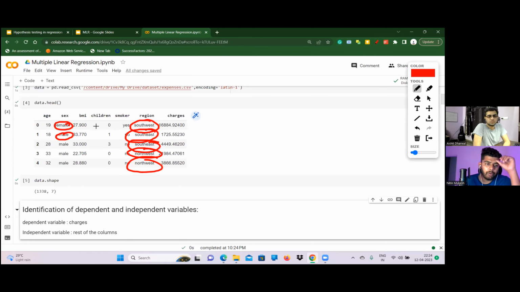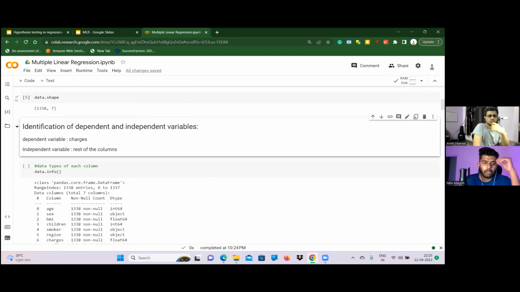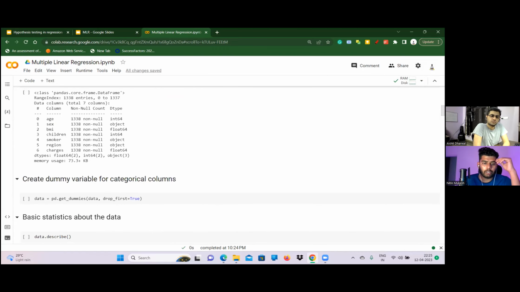So let's say we may do one thing. Let's say we give male equal to 1, then female can be represented by 0. So if we encounter 1, we say that it is a male, and if 0, it is a female. Similarly, for yes we can give 1, and for no we can give 0. Southwest, northeast, there are also different categories for this particular column. So what we do is convert this into dummy variables.